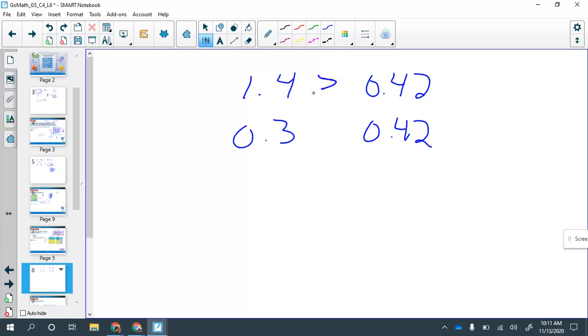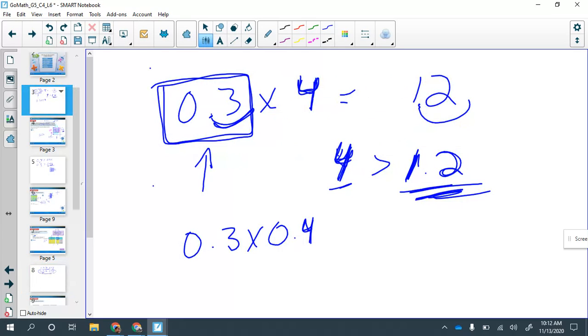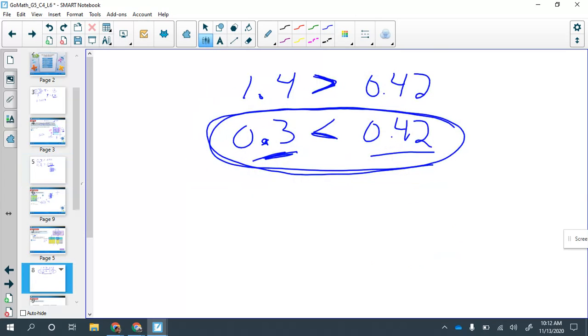Now, if we look at these, 1 and 4 tenths, this factor is bigger than my product, but my second factor is smaller than my product. So both of these had a decimal in them, right? But for some reason down here, I got an answer that was bigger than my factor. Remember, that wasn't happening earlier in our math, in these first couple of problems. We ended up with numbers that were smaller. 56 hundredths was smaller than both of these factors. So let's talk about why this product is bigger than this factor.